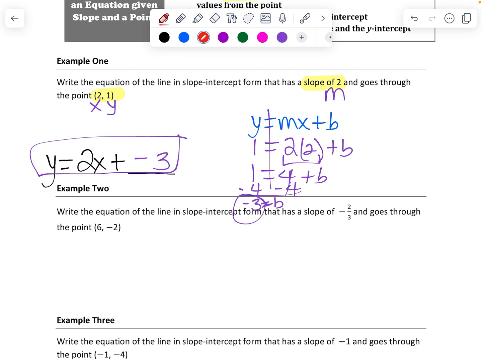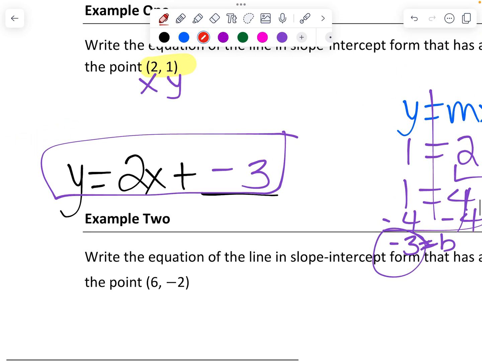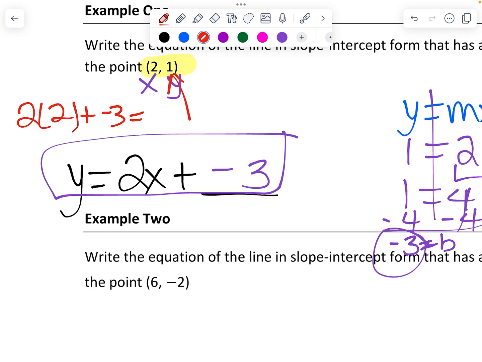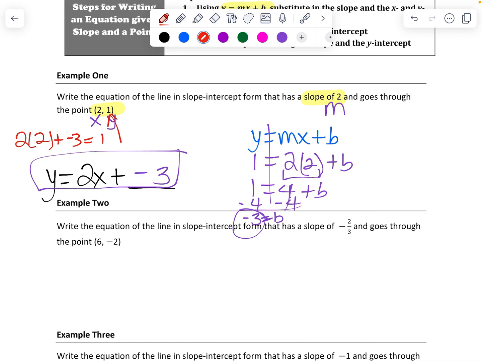And then what you can do to check this is take your equation. Let's do 2 times your 2 plus negative 3. And you want to check to make sure it equals your y value, which is 1. If it does, you know that you got it correct. So you can check every single answer for these.